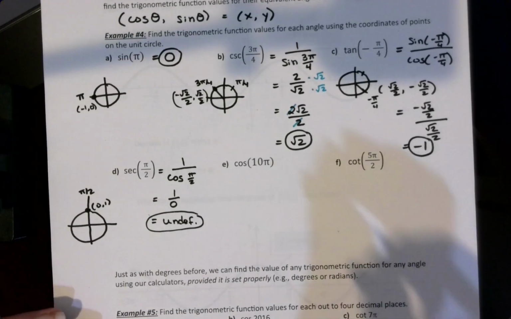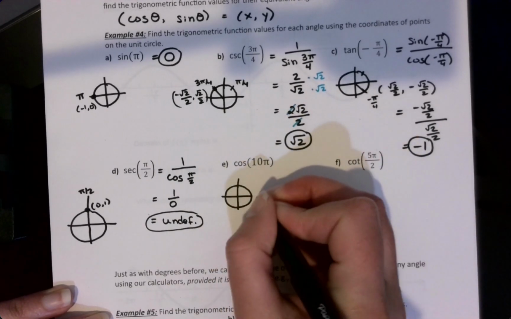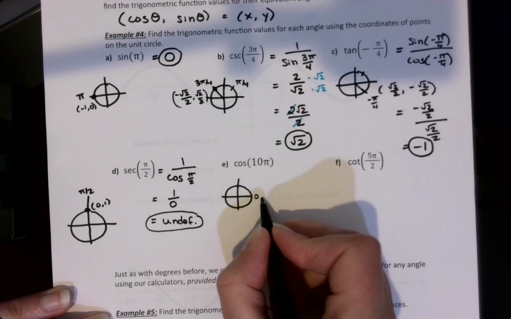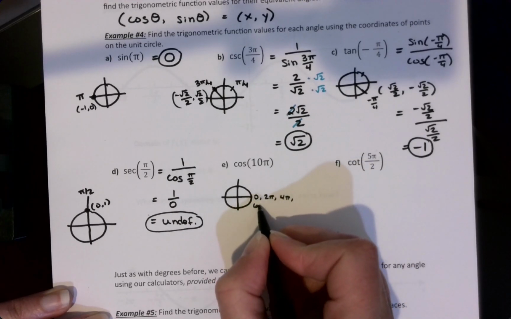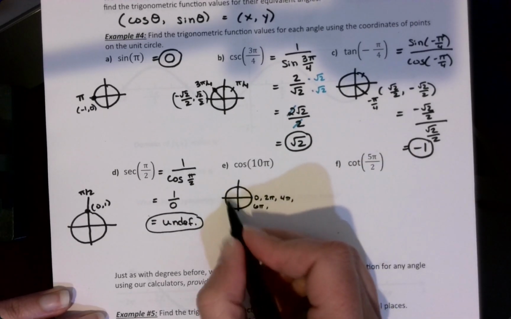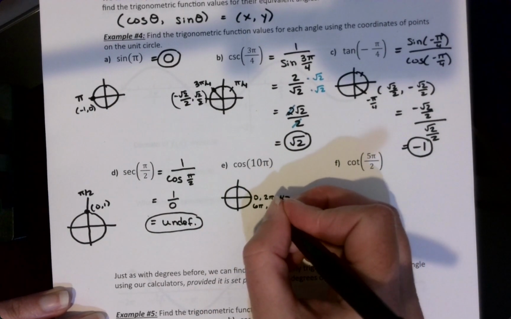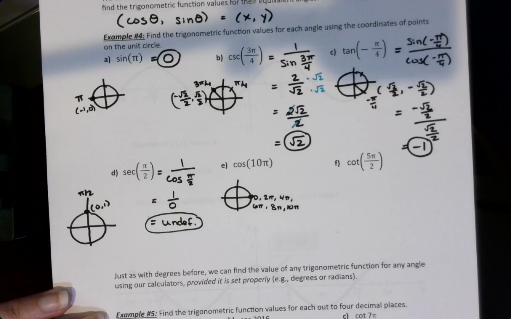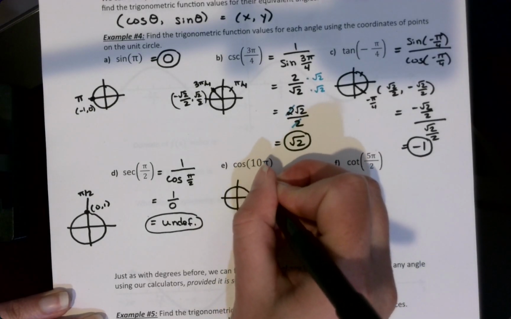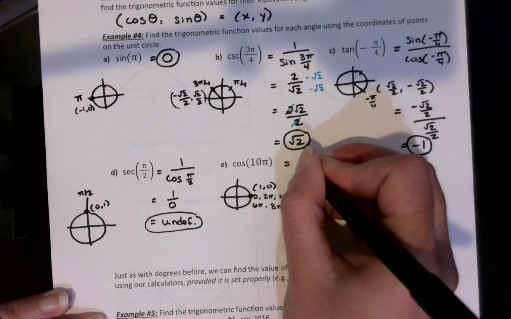Let's look at the next one. The cosine of 10 pi. So we know that the angle over here is 0, or 2 pi, or 4 pi, or 6 pi. You can go around and around and around, right? 2, 4, 6, 8, 10. So 8 pi or 10 pi. So this is the angle that we're looking at. Its coordinates are 1, 0. So if I want the cosine of 10 pi, the x-coordinate here is 1.